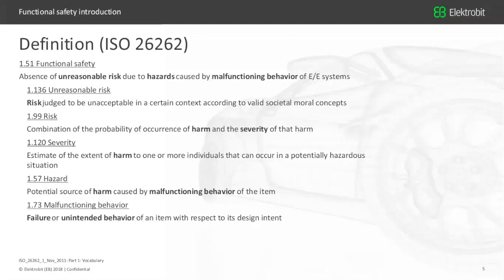And here we have the definition based again on the source of harm and the malfunctioning behavior. And I think that is a really important point here. Malfunctioning behavior means that we have an unintended or failure behavior. So it is basically a behavior which is not expected, and so the system does not work to its design intent.